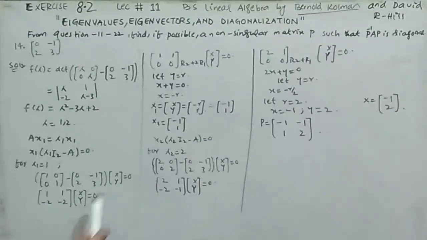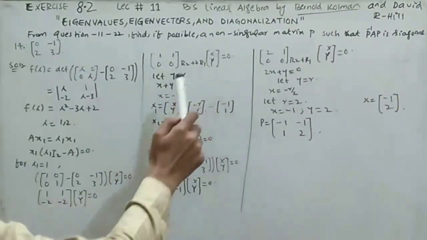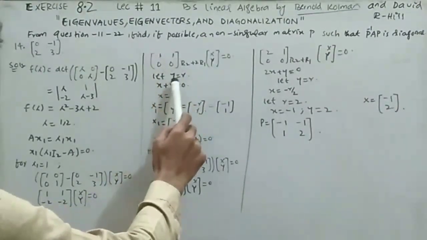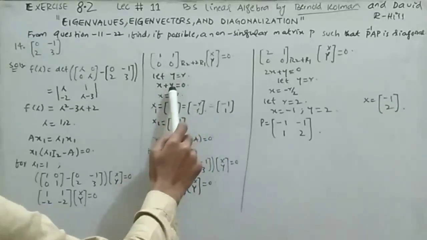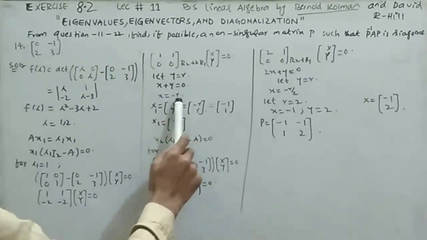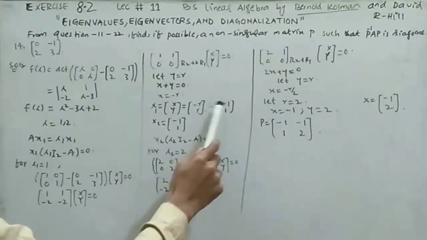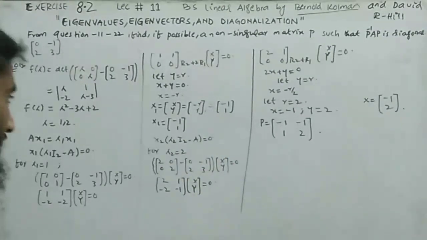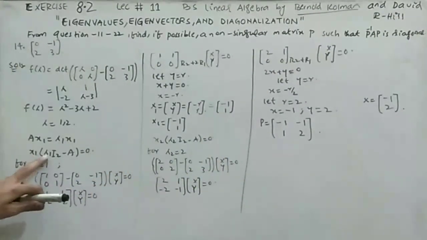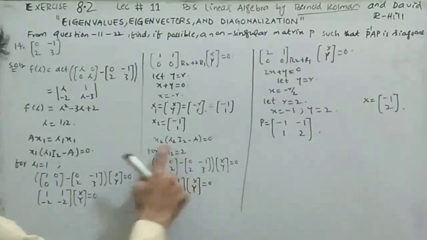Now using row echelon form it gives us 1 1, 0 0 into (x, y). So let x plus y be equal to 0, and let's suppose I consider y equal to r, so x is negative r. So it gives us X1 equal to (x, y) equals (minus r, r). Let's suppose r is 1, it gives us (minus 1, 1), and one eigenvector is generated. Using X2 into lambda 2 I2 minus A, lambda 2 is 2.